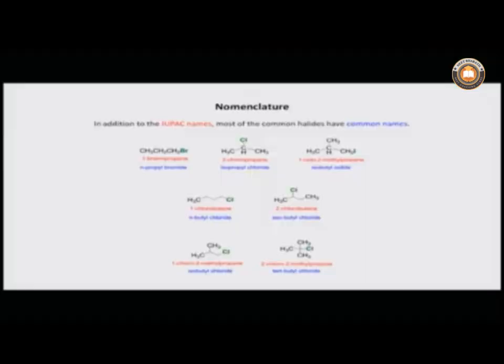The common name is even more interesting. Whenever you have a propane chain, that is a 3 carbon chain, and if you put a substitution on the middle carbon, it is normally called an isopropyl group, or this particular compound is called isopropyl chloride. So isopropyl is when the substitution is on the middle carbon atom of a propyl group.